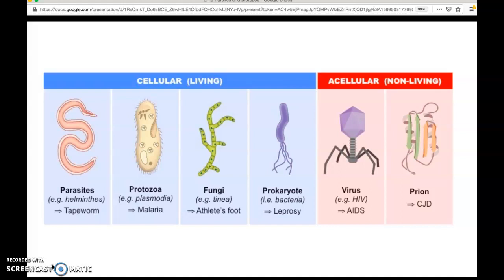So we have two broad classifications. Parasites can be either living or cellular, or acellular, non-living. We learned in previous lectures that viruses, while they are questionably living, have a lot of living characteristics because they need a host to reproduce. They are not actually considered living. And a protein is just a protein, so it is also not living. But all the other four categories are.